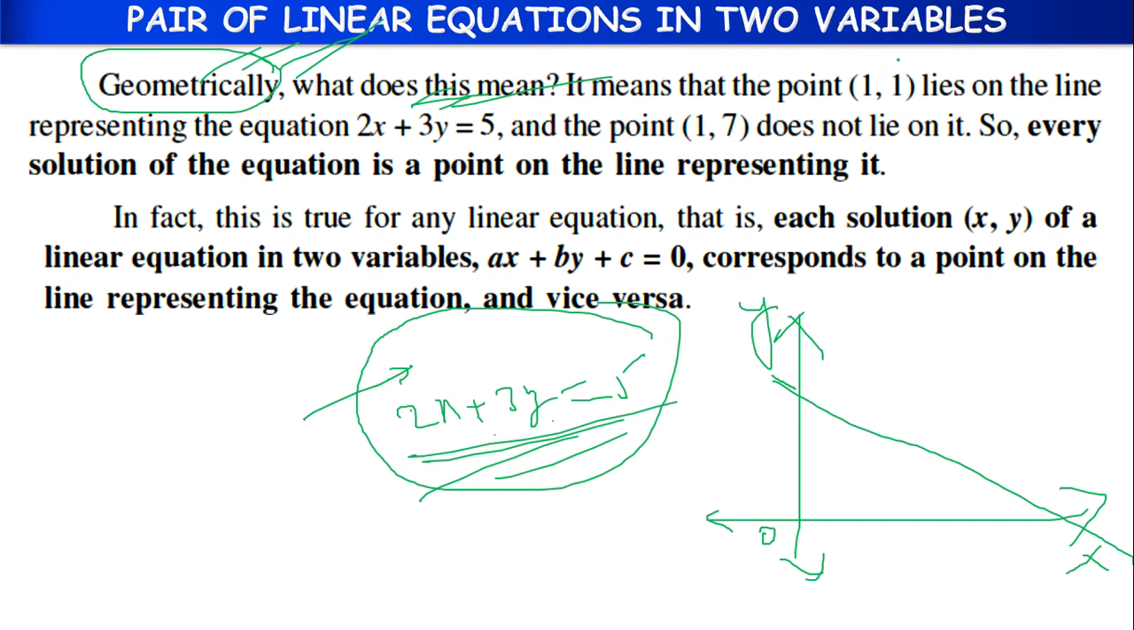Now 1 comma 1 is the solution, which means 1 comma 1 lies on this line. 1 comma 7 is not the solution, which means 1 comma 7 does not lie on this line. So if any point lies on the line of the equation, it is considered a solution of that equation. If any point does not lie on it, it is not a solution of that equation. Like that, we can say it geometrically.